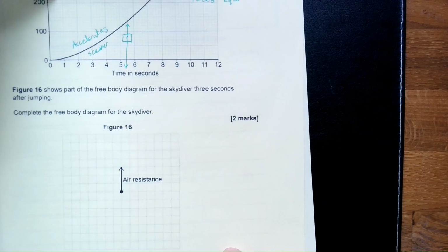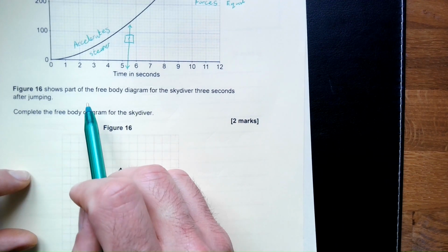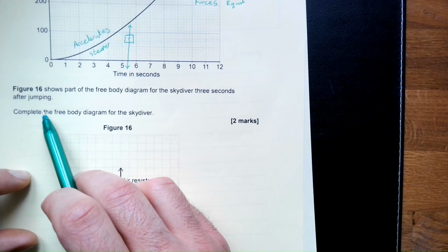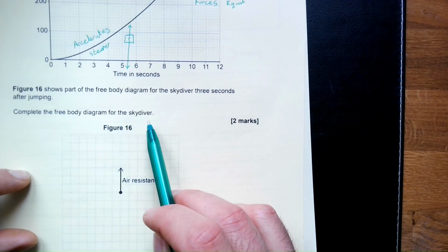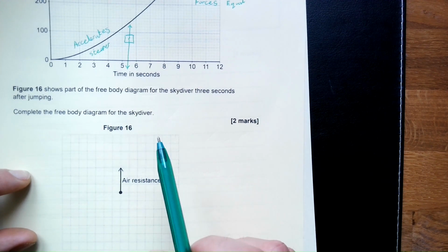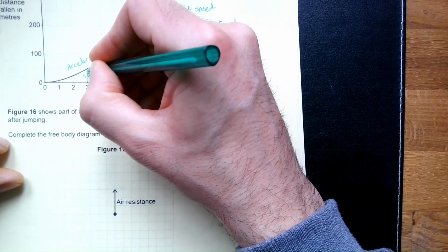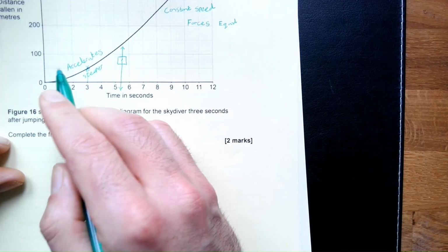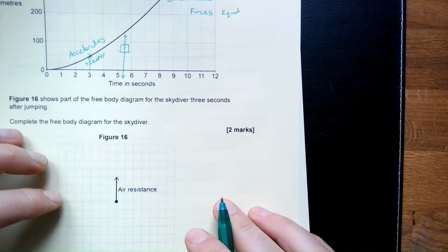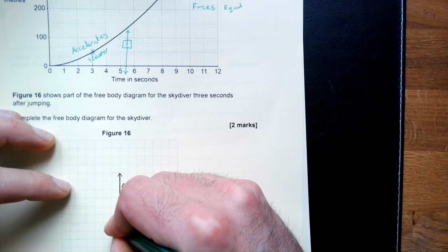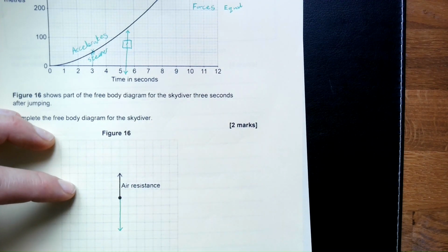So if we look at this diagram, it says figure 16 shows part of a free body diagram for a skydiver 3 seconds after jumping. Complete the free body diagram for the skydiver. So 3 seconds after jumping is just here, and you can see at that point, at 3 seconds, he's accelerating. So if the skydiver is accelerating, the force downwards must be bigger. Now, it doesn't matter how much bigger as long as it is bigger.